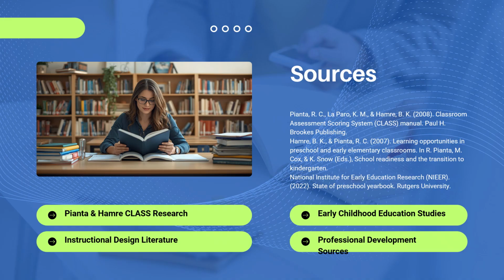Here are some of the sources that were cited. Primarily, a lot of my information came from the CLASS manual. It has two editions now, and primarily this came from edition one because that's what we use, and also what Head Start evaluates the classrooms on. I drew from school readiness information and kindergarten transition data, early childhood education studies, our course materials about instructional design, and professional development sources.